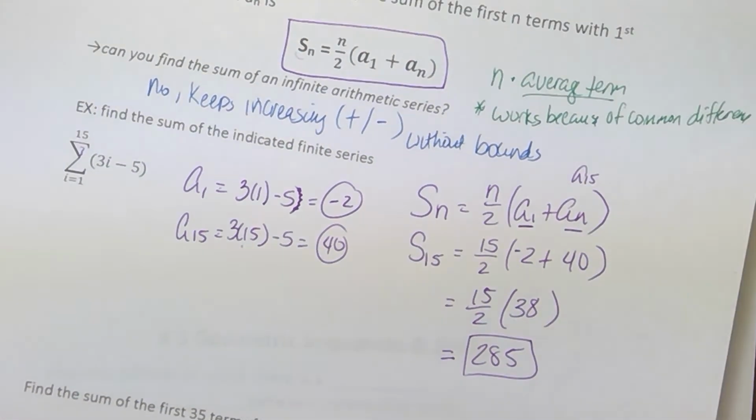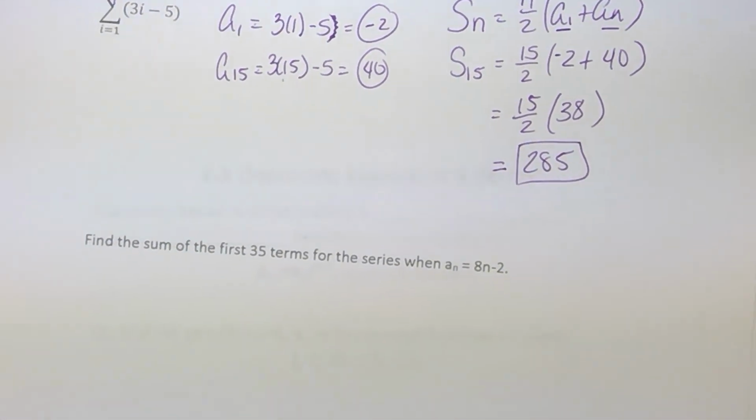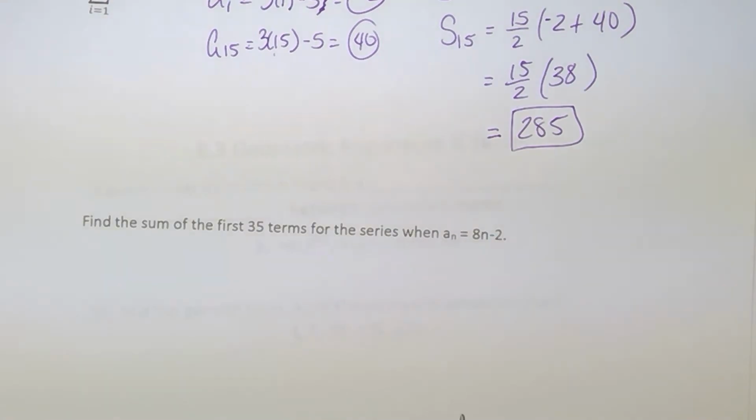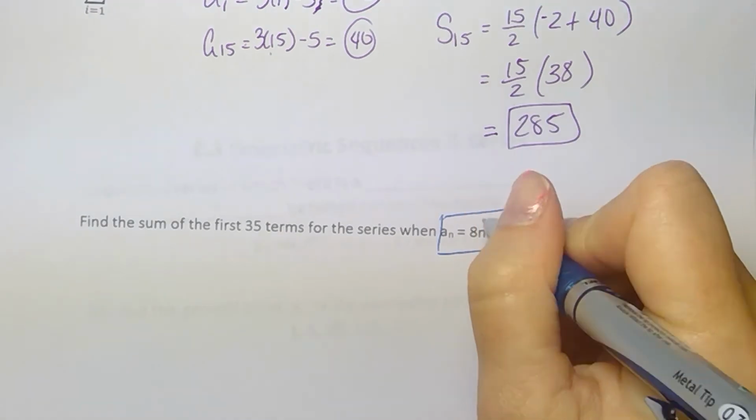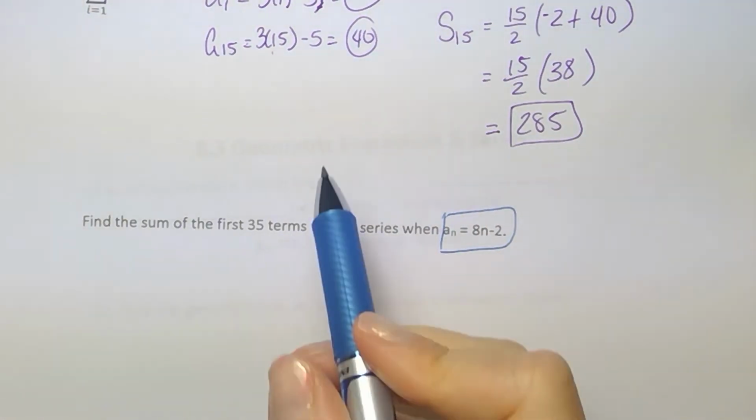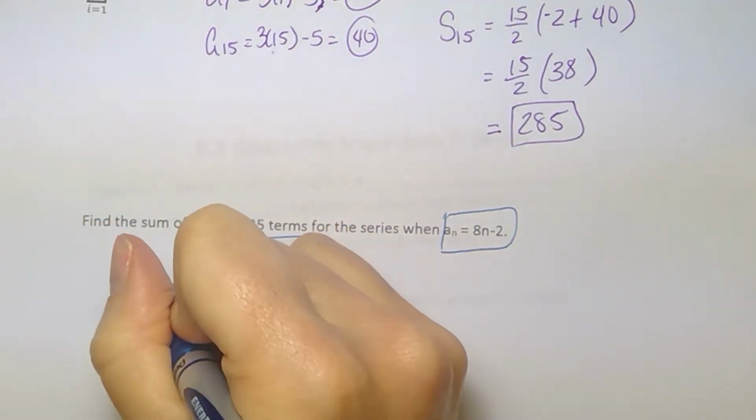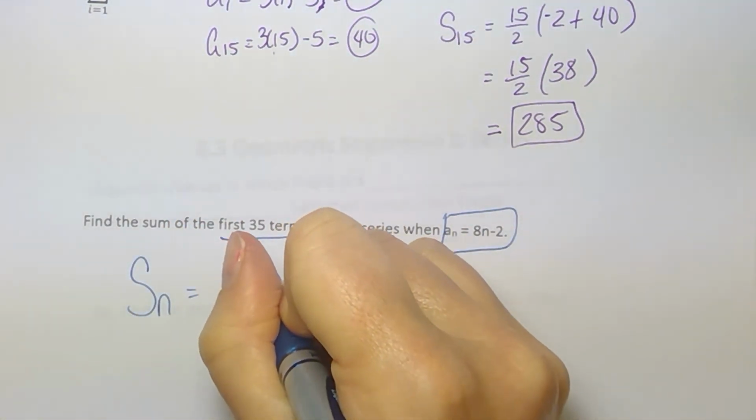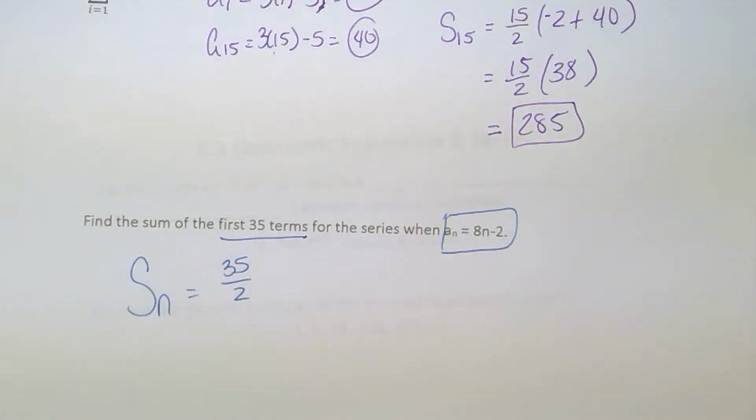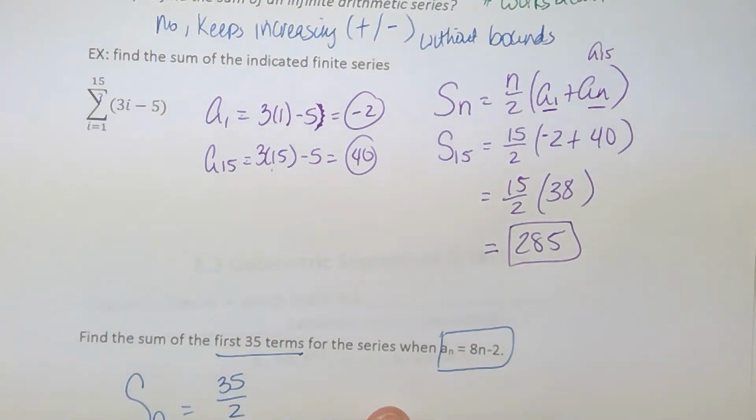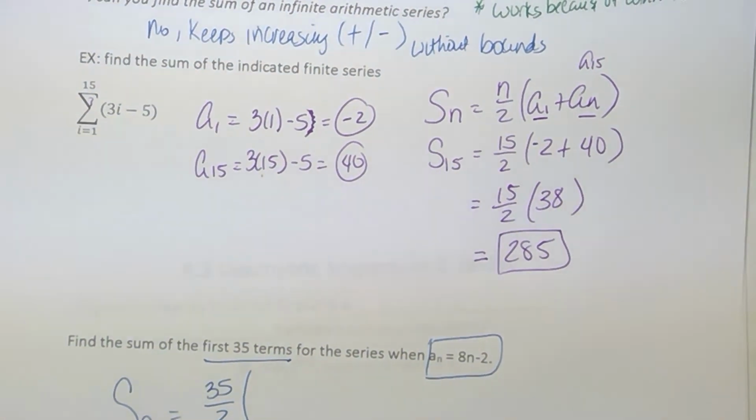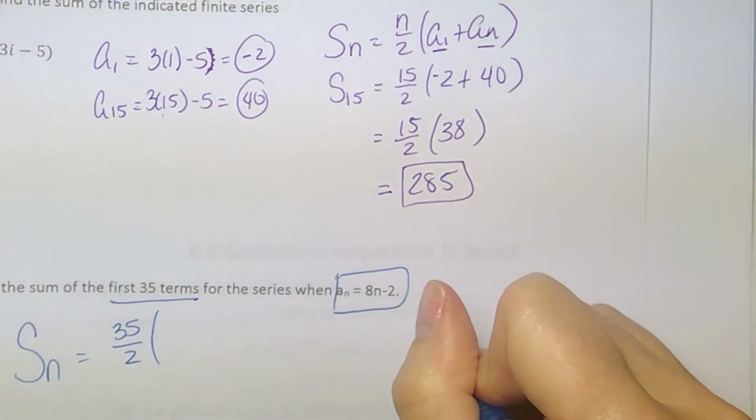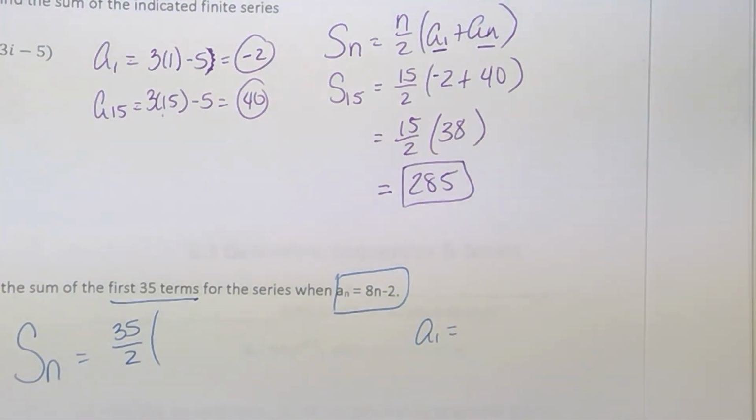Let's do another example of this. Find the sum of the first 35 terms for the series when I have this general term, a sub n equals 8n minus 2. I'm summing the first 35 terms. So S sub n equals, and then I'm going to have 35 over 2, because in my formula it starts as n over 2, times, I need my first term and my 35th term. So let's come over here and find our first term and our 35th term.